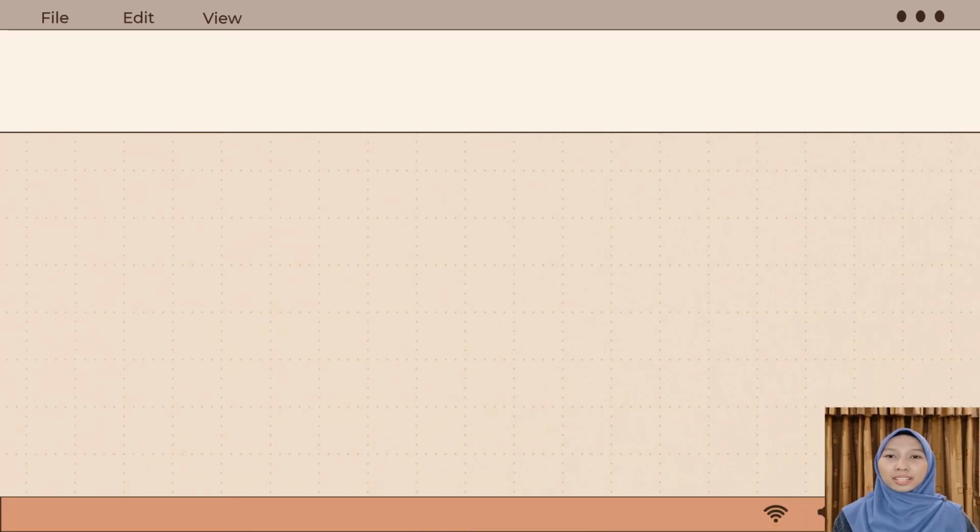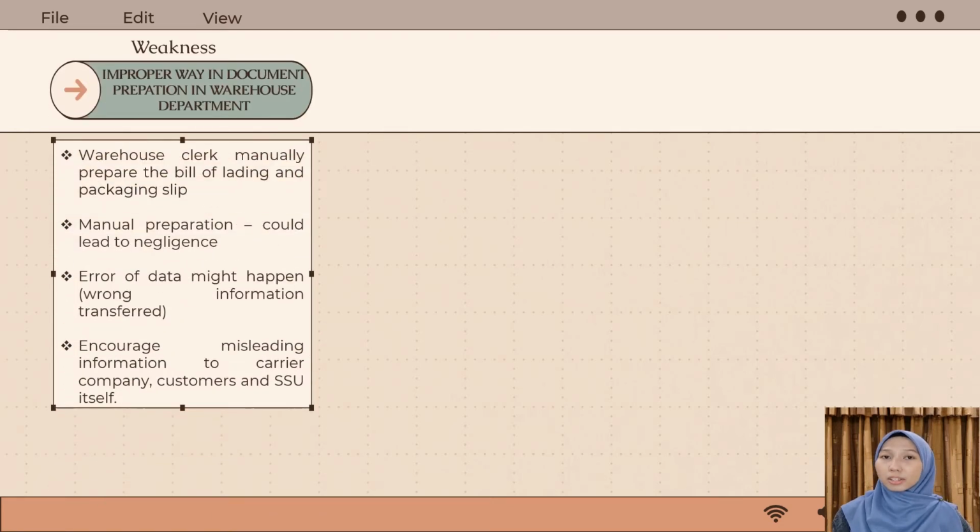There are several weaknesses in SSU revenue cycle. Firstly is the improper way in document preparation in the warehouse department. The warehouse clerk manually prepares the bill of lading and packaging slip, which can lead to negligence. Hence, errors of data might happen because of wrong information transferred. This could encourage misleading information to the carrier company, customers and to the SSU itself.